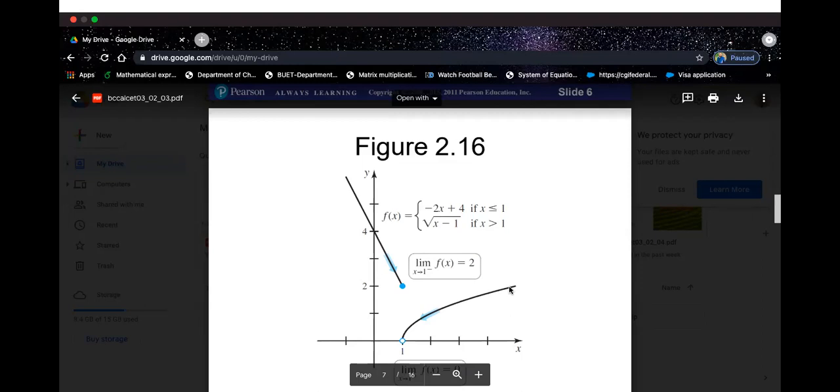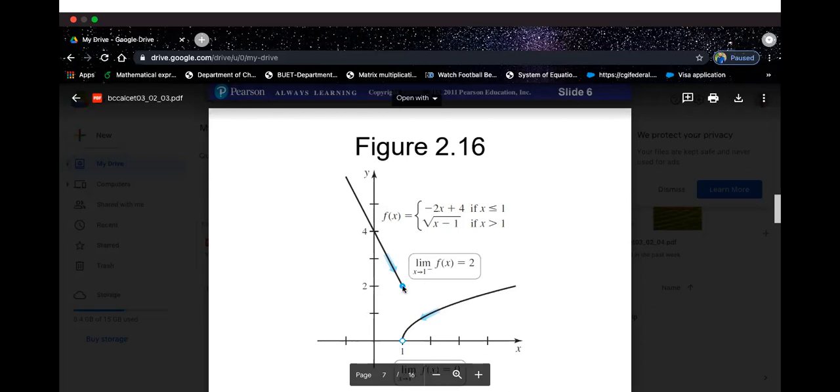All right, so you can see the first part is actually defined for x less than or equal to 1. So we do have a defined value. You can see this bluish circle.